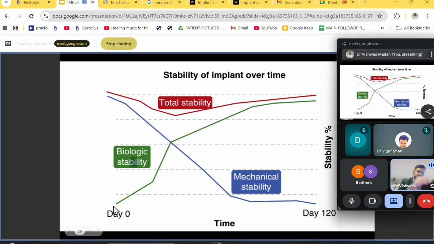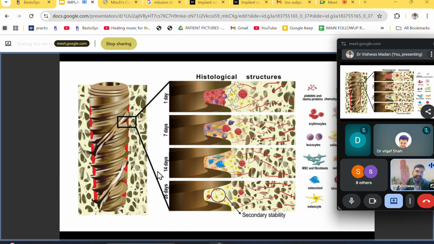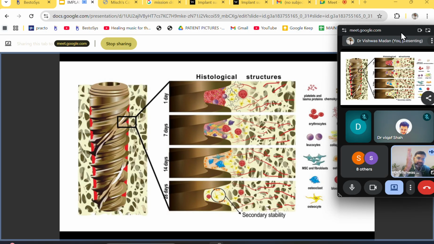So on the first day when you have placed the implant, you have the mechanical stability, which is a factor of the type of implant, a factor of your drilling protocol, and a factor of your technique of choosing the implant in that particular bone type. But as time progresses, the blood will come, the angiogenesis will happen at about the 7th day, 14th day, 15th day. That same bone where you had placed the implant is going to resorb.